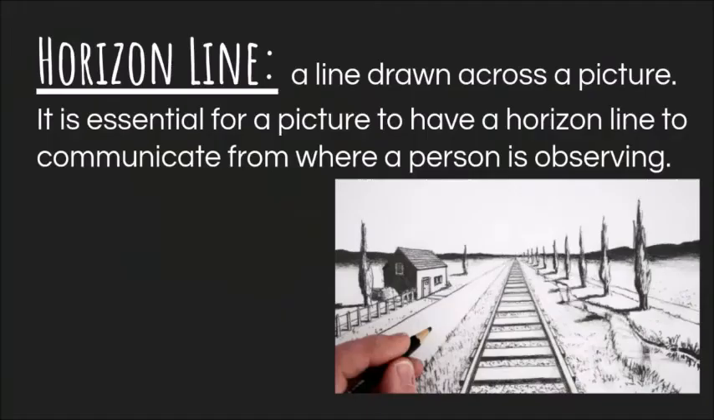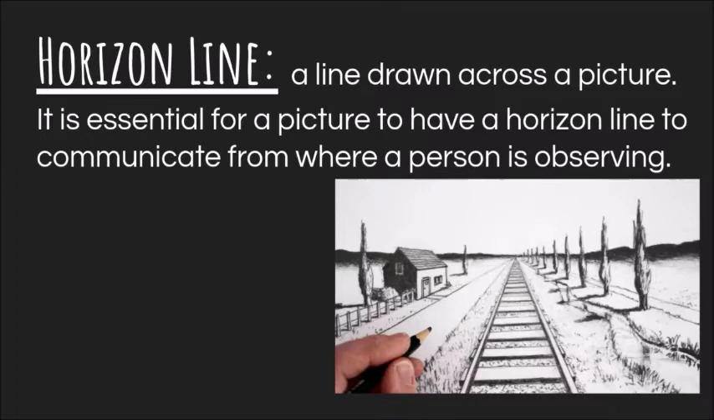So the first thing I really want to talk to you guys about is a horizon line, okay? This is a line that separates the sky from the land in a landscape, or sky from water in a seascape. And it is referred to as the eye level of the viewer.